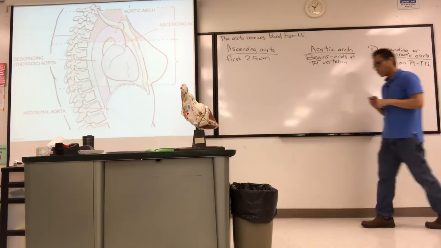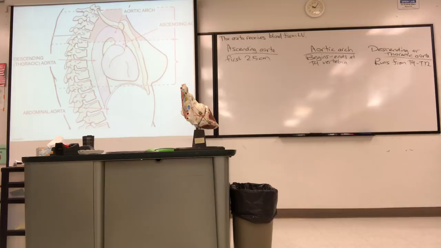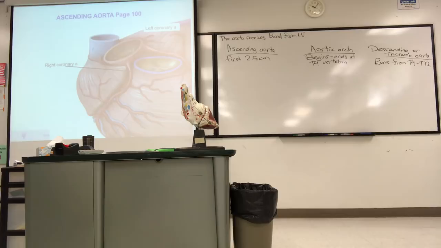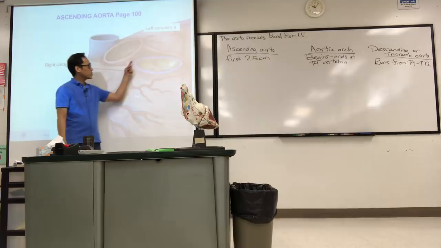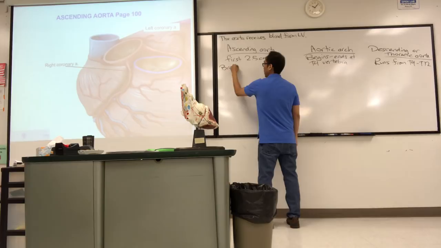And along the way, the aorta gives off branches to supply blood to different organs. So to show you this picture here, the ascending aorta, the first branches that come off are arteries that supply blood to the heart. They're called the coronary arteries. The right one and the left one, there's two. It's the first one off. So think of those as branches of the ascending aorta. So the main branches you gotta know.